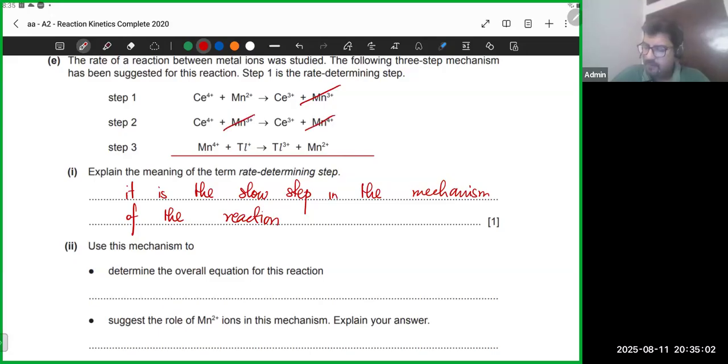What is coming on both sides? So Mn4+ comes on both sides. Is there anything else that comes on both sides? No. The Mn2+ gets cancelled out as well.